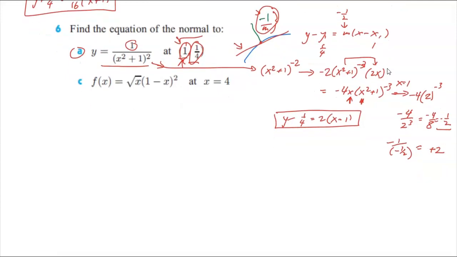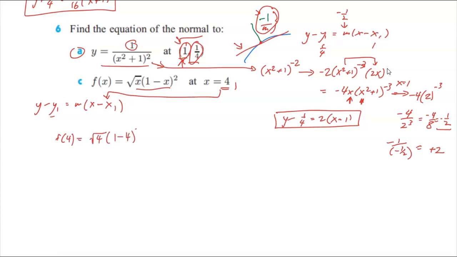Now let's do C. C is a similar procedure. They did not give us the y value. They only gave us the x value. So x1 is going to be 4. Y1, we don't know what it is yet. I'm just going to write out the formula before we start. So 4 is x1. How do we get y1? We can find y1 just by putting x equals 4 into the original function. Let's do that. Square root of 4 times 1 minus 4 squared. So that would equal 2 times negative 3 squared, which is equal to 2 times 9, which is 18. So the y1 value is 18.